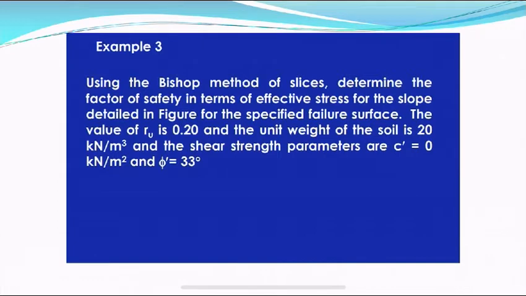This is by using Bishop's method of slices. We need to determine the factor of safety in terms of effective stress for the slope detailed in the figure, which we are going to see in the next slide. The value of Ru, which is the ratio of U by gamma H, is given as 0.2, and the unit weight of the soil is 20 kN per meter cube, and the shear strength parameters C dash is equal to 0 kN per meter square and phi dash is equal to 33 degrees.